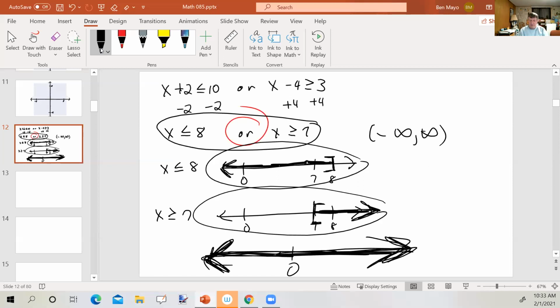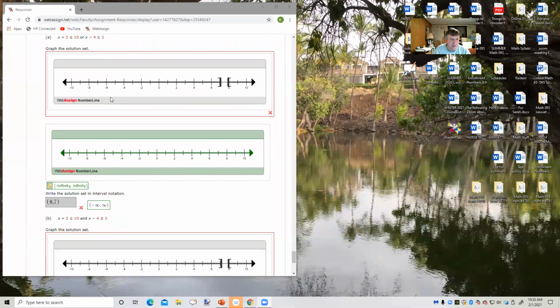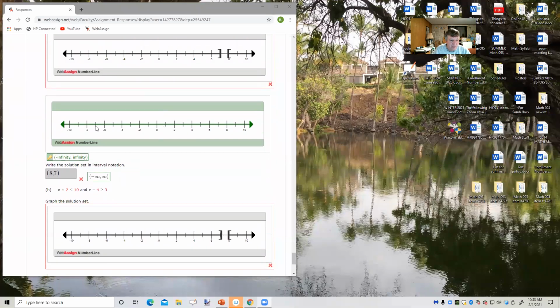All right. Now, let's go back and take a look again at what the instructions say. It says, solve the inequality in part A, then use your work from part A to determine the solution set for the compound inequality in part B. No new work is necessary. Okay, part A, we already did that. It was a union. So it's all real numbers, a solid graph, and here from negative infinity to positive infinity.